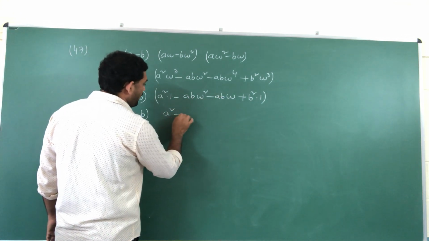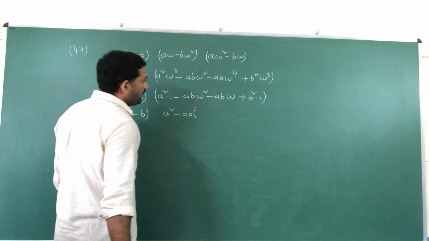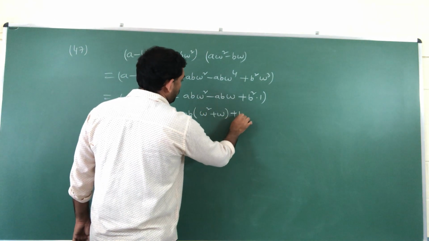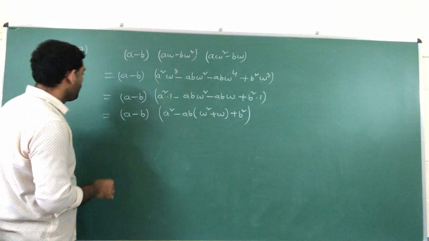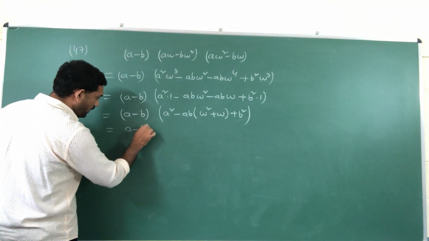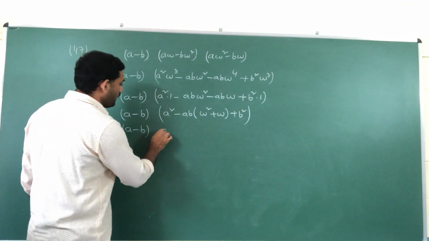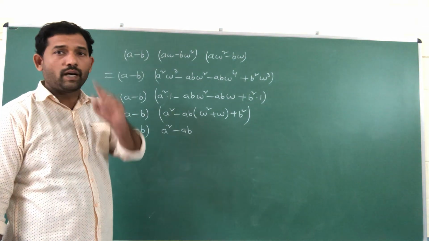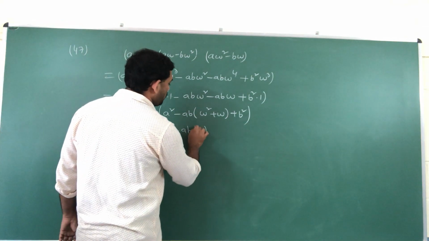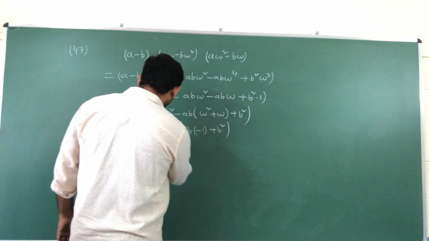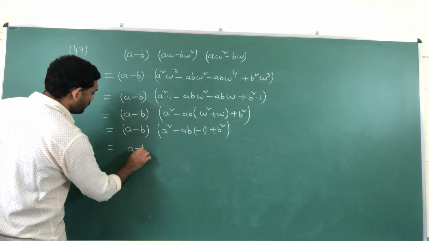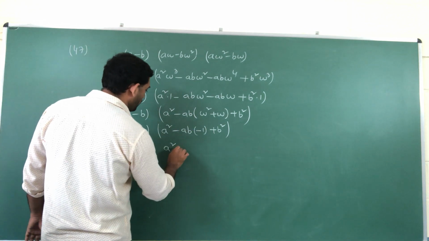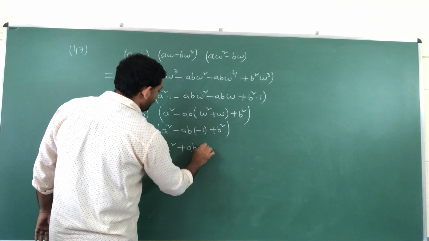So these two terms, minus ab common. So what happens? ω² plus ω plus b² into 1 means b². Again (a − b) into a² minus ab (ω² + ω, value minus 1) plus b². That value (a − b)(a²). So minus ab into minus 1 plus ab plus b².